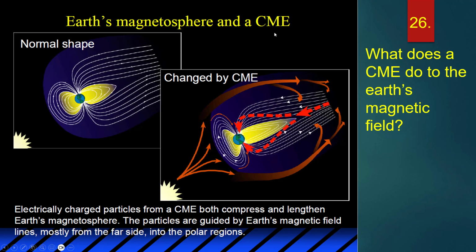Earth's magnetosphere and a CME. Normal shape to the left, changed by a CME to the right. Electrically charged particles from a CME both compress and lengthen Earth's magnetosphere. The particles are guided by Earth's magnetic field lines, mostly from the far side into the polar regions. Question 26. What does a CME do to the Earth's magnetic field?